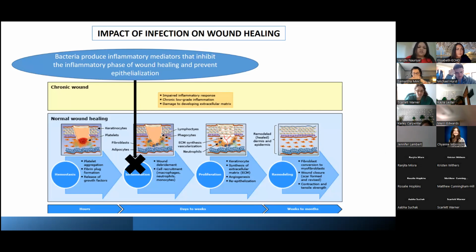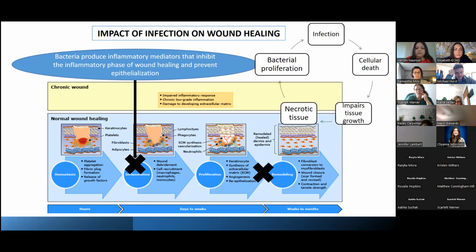The bacterial infection impacts wound healing in multiple processes. It impacts almost every stage of wound healing. First of all, they produce inflammatory mediators that inhibit the inflammatory phase of wound healing, and they prevent epithelialization. But then a vicious circle forms, where infection leads to cellular death, leading to more necrotic tissue, causing more bacterial proliferation and worsening infection. So this is a circuitous process.